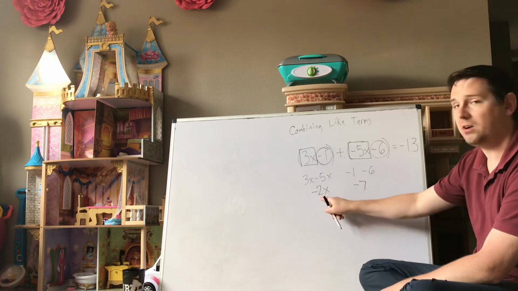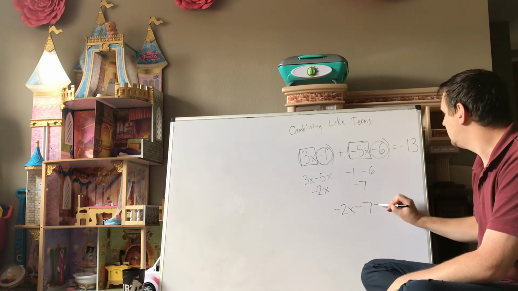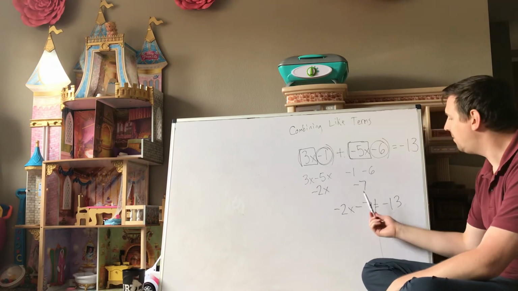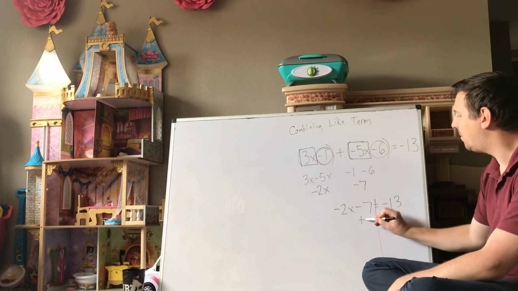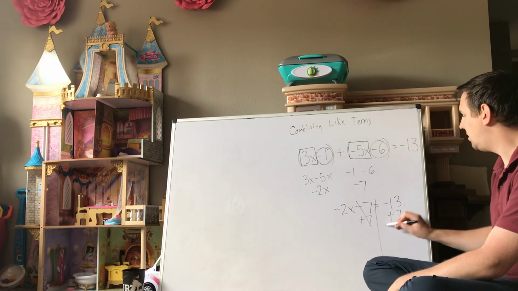Can we put these together? No, no, no. Those are x's, those are numbers. So then, Mackie, what do we do? Well, now we solve it. The goal is to get x by itself. We need to get rid of minus 7. I'm going to plus 7. If I add 7 on this side, I'm going to add 7 on this side.